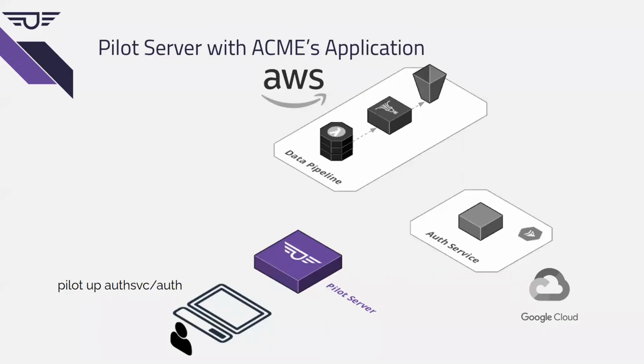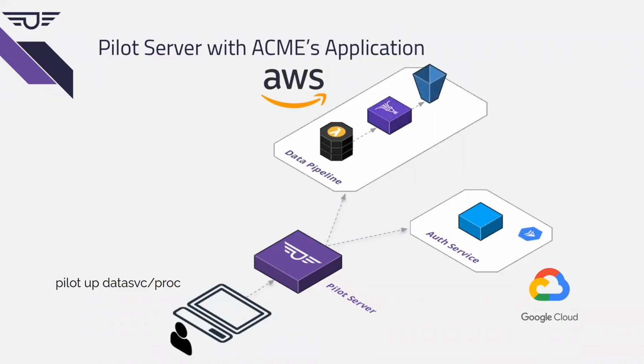The local Pilot CLI will send the command to the Pilot server, which then deploys a service. As you can see, the authentication service is now deployed to Google Cloud Run through a built-in plugin. Calling pilot up again, this time for the data pipeline service, we'll deploy the data preprocessor Lambda to AWS.